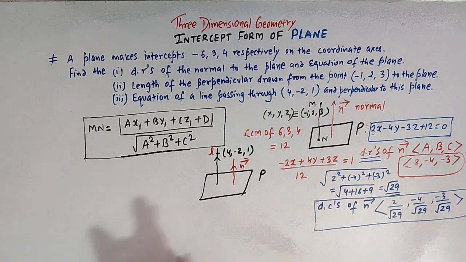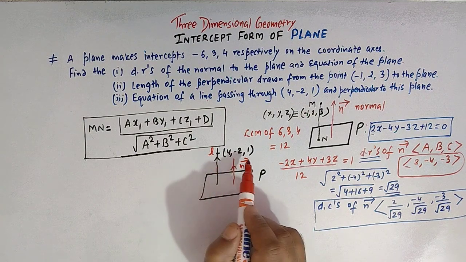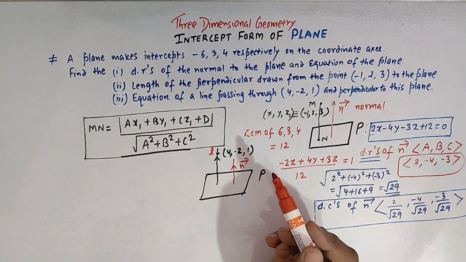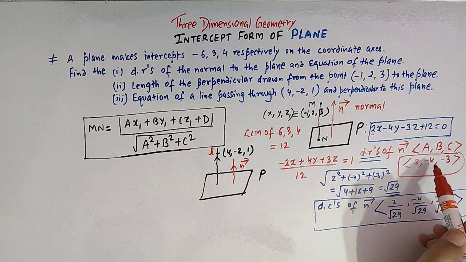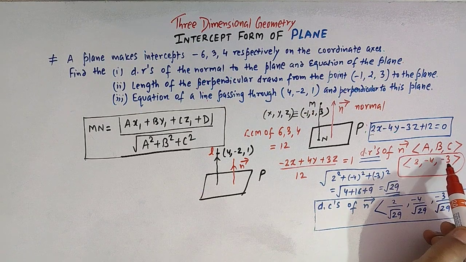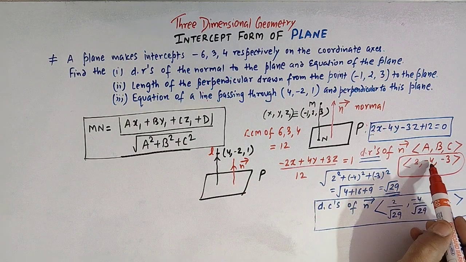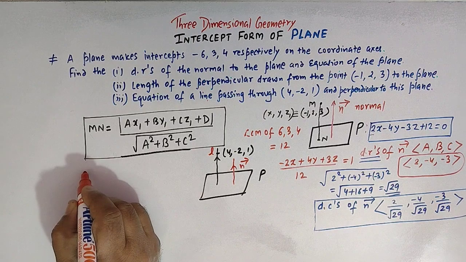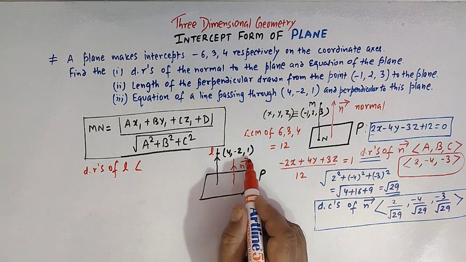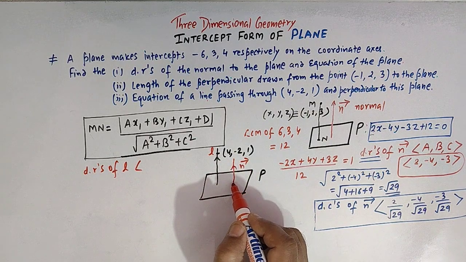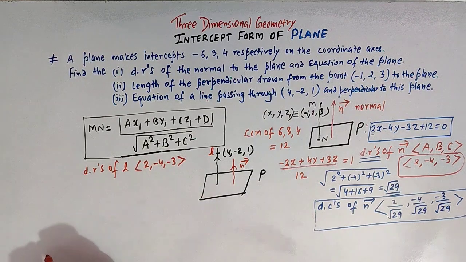So from vector algebra we know that if two vectors are parallel, then their direction ratios are proportional or equal, right? So the direction ratios of the normal vector are 2 comma minus 4 comma minus 3, right? So this line L has the direction ratios 2 comma minus 4 comma minus 3, right? So the direction ratios of the line L are same as the direction ratios of this normal vector, right? So here we have 2 minus 4 minus 3, right?